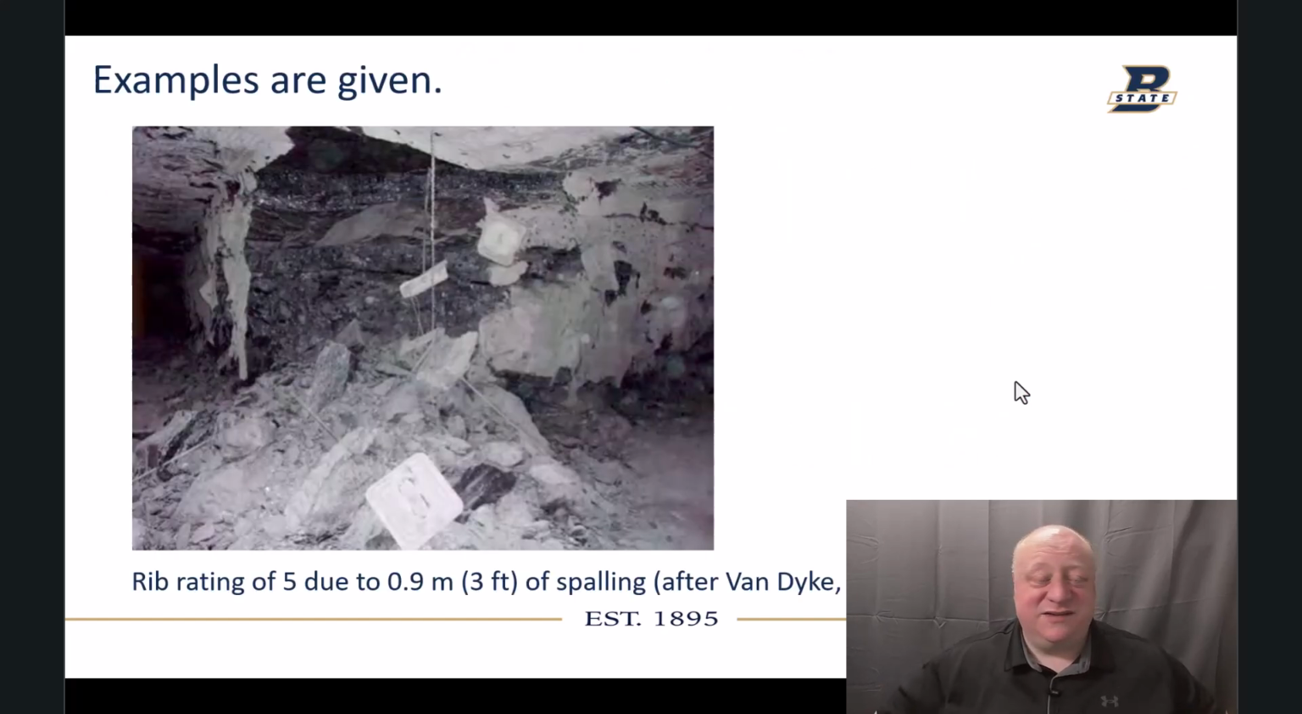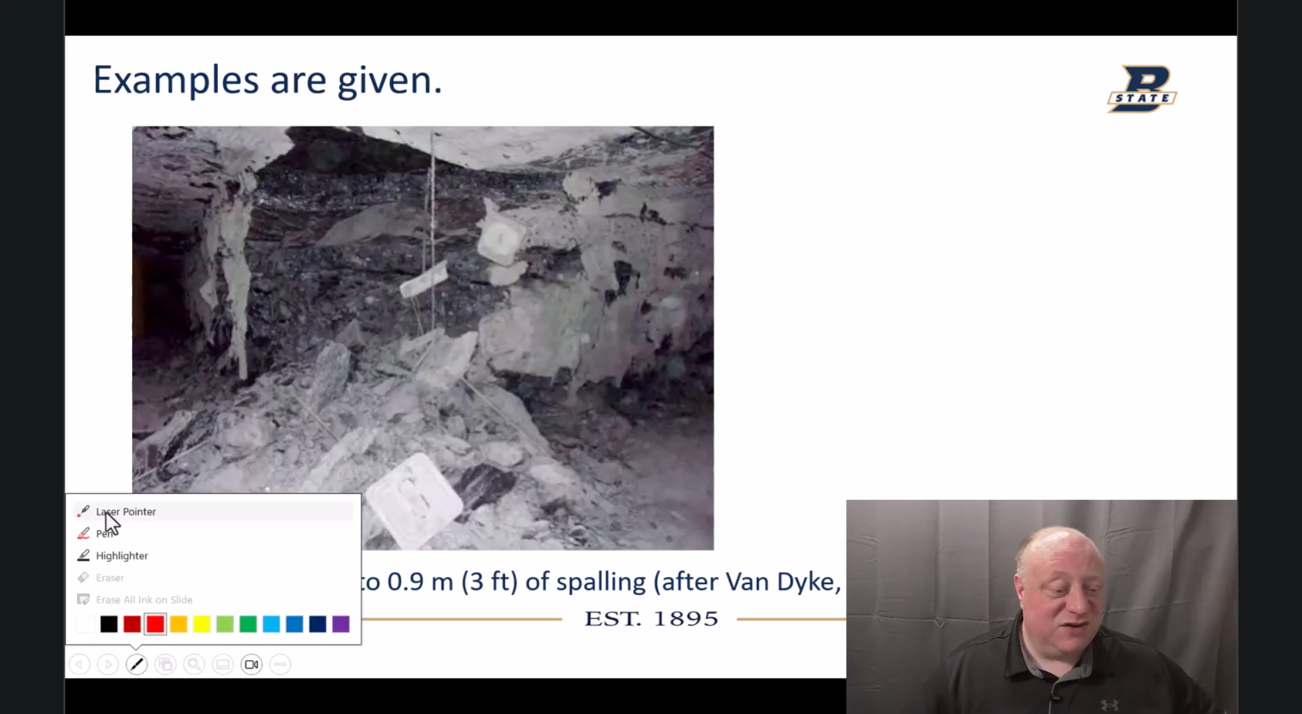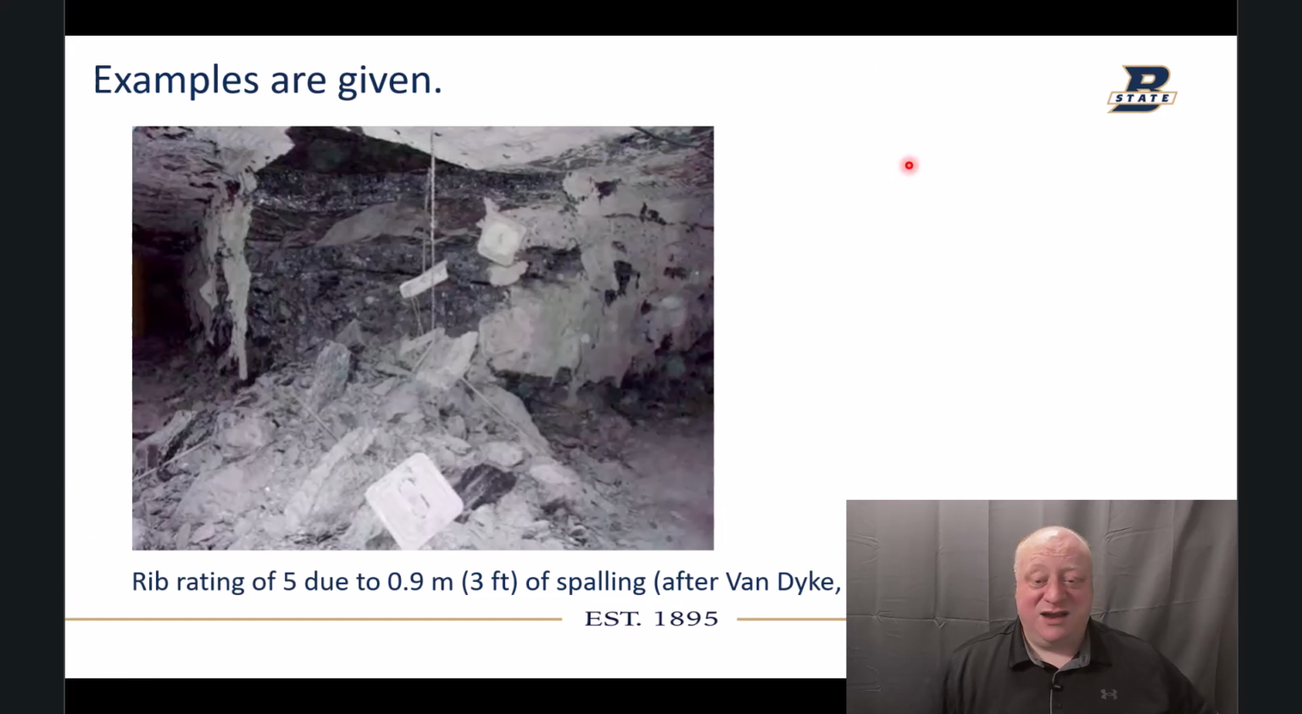They also gave examples, and this is what we're going to be looking at in the lab itself. You're going to be given a series of photos, and you'll be tasked with determining what rating you would give these. You'll be asked for variations of roof, rib, and floor. You may not get all of them in each single photo because, like this one, this is an example of a rib corner. In this case, the corner rating would be a 5 because there was 3 feet of spalling in here. So how can you tell there's 3 feet?